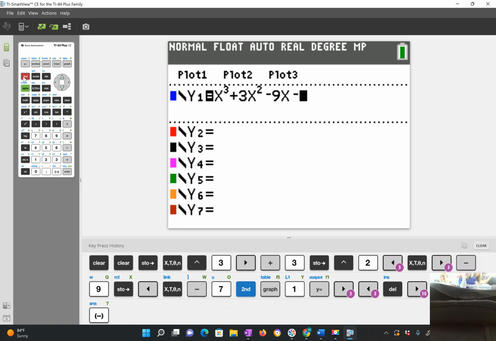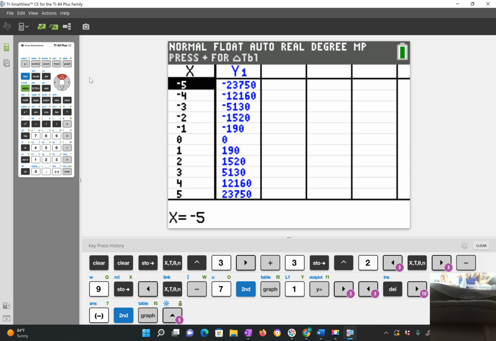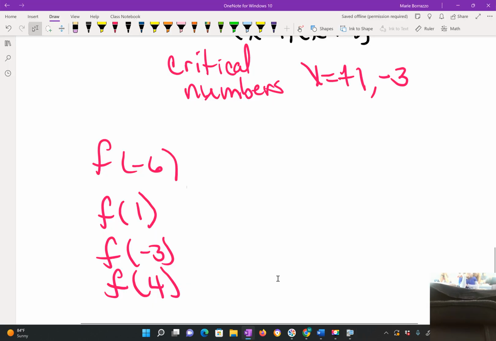So anyway, if I go to second graph, there's my table. This is really good. So I need -6. There's something wrong here because this should be -61. Let's see what went wrong. It should be x cubed plus 3x squared minus 9x minus 7. Let's do it mathematically then. It should be working just as I stated.